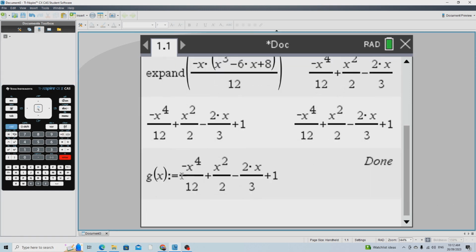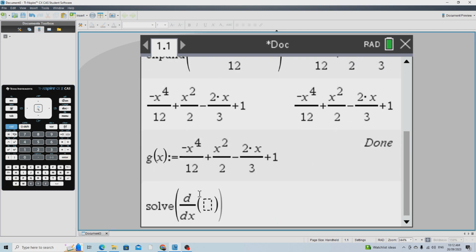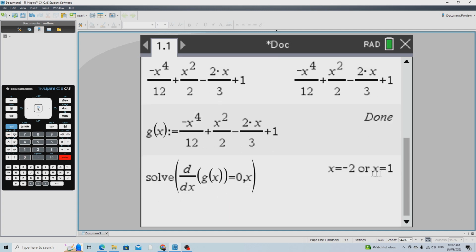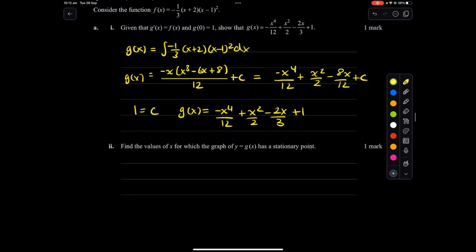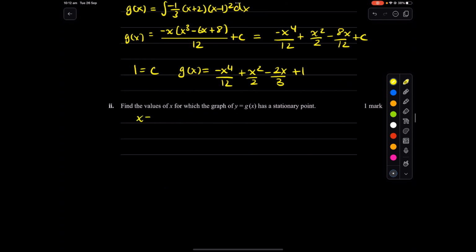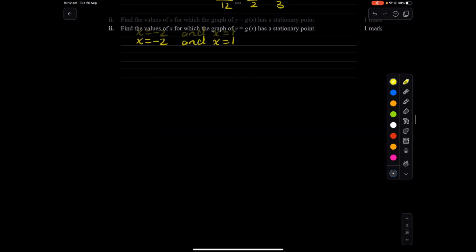Let's find this g of x. So I want to find where g dash of x actually equals 0, comma x. And these are your values. So at x equals negative 2 and x equals 1. Done. Move on to the next question.